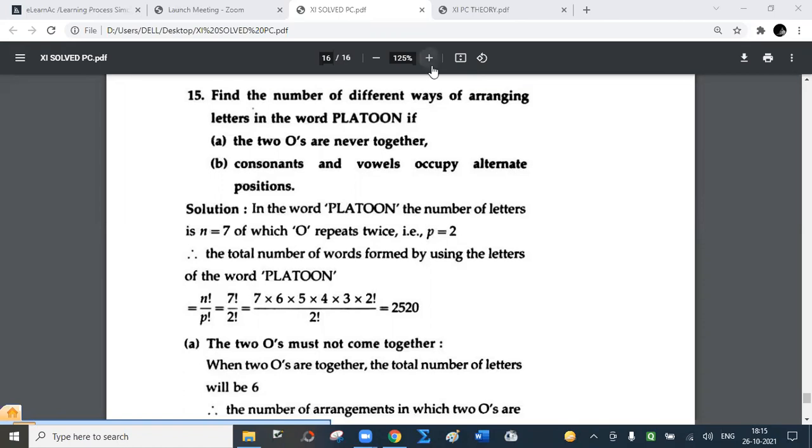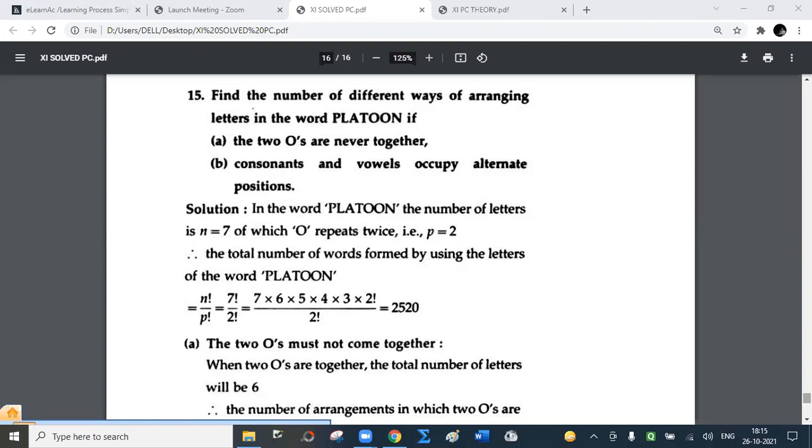Now in the word Platinum, the number of letters is what? 3, 3, 6 plus 1, 7, of which O repeats twice. So what is total number of arrangements? It is 7 factorial upon 2 factorial comes out to be 2520.